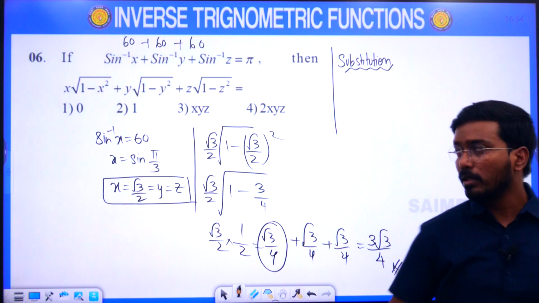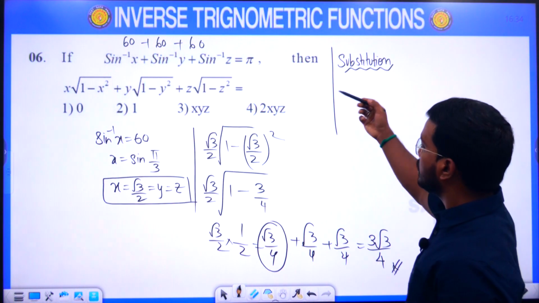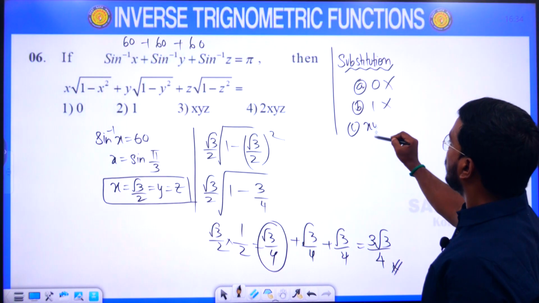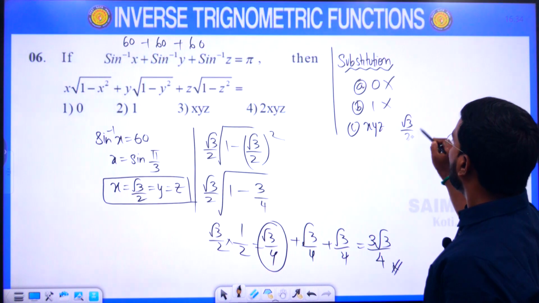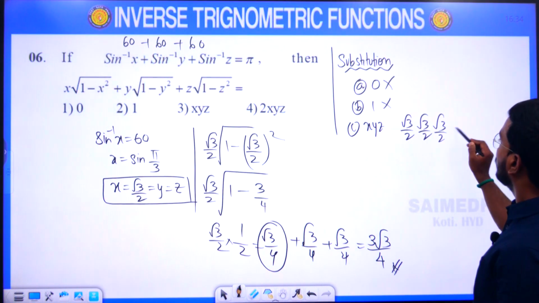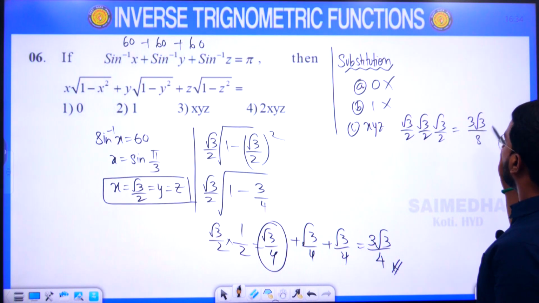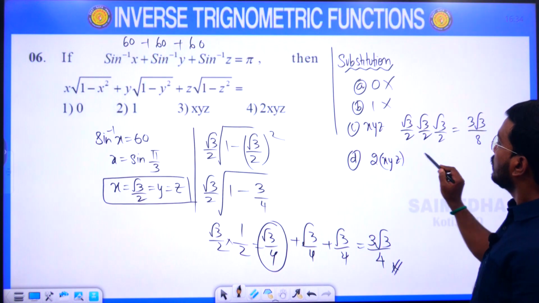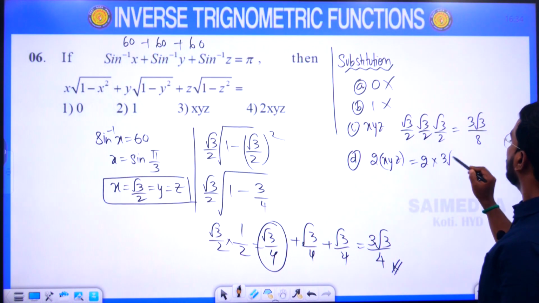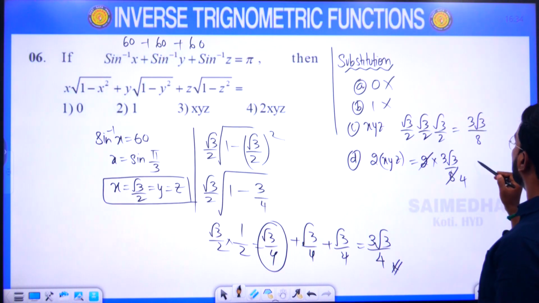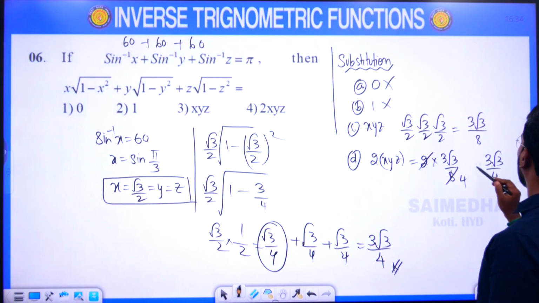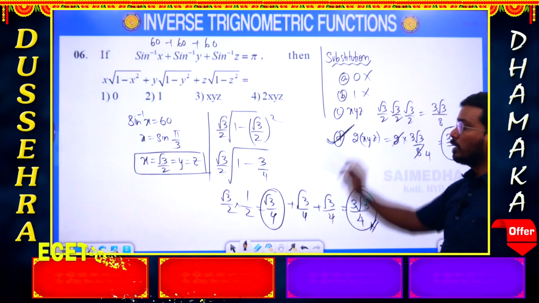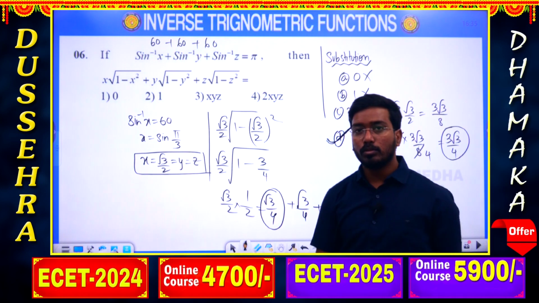We have 3 root 3 by 4 as our answer but it's not there in the options, let's verify. Option A is 0. Option B is 1, option C is xyz, where x is root 3 by 2, root 3 by 2, root 3 by 2. It is definitely 3 root 3 by 8. Now we have in the next one 2xyz. That means 2 times 3 root 3 by 8. 2 ones, 2 fours. What is the answer? 3 root 3 by 4. So which of the following options is getting 3 root 3 by 4? Option D. So option D is the correct answer. So that's how in the substitution method also we are going to solve the problems.